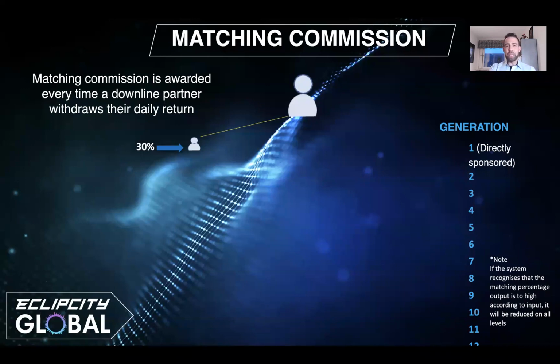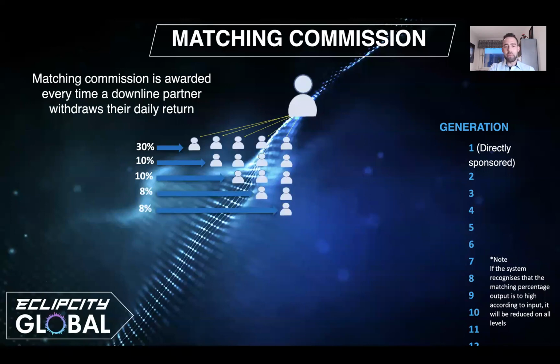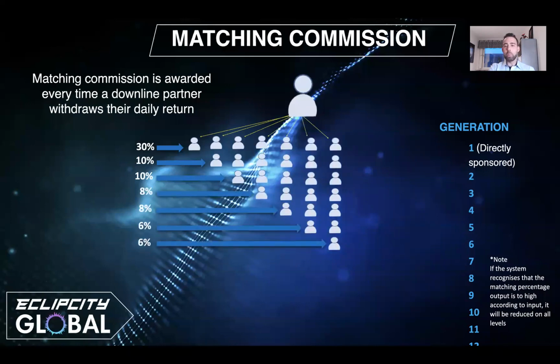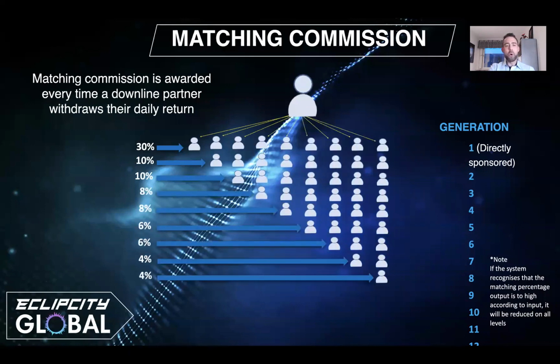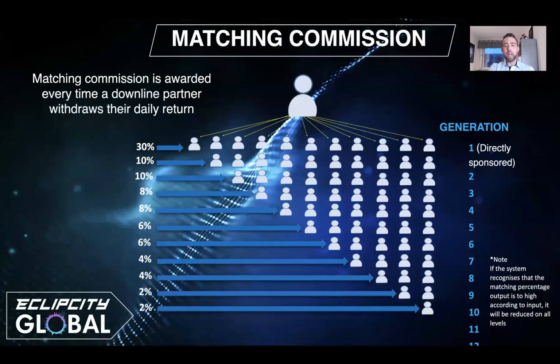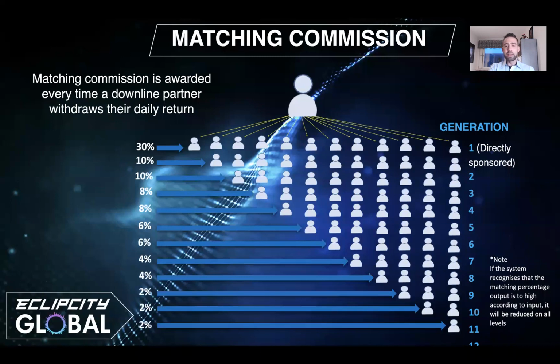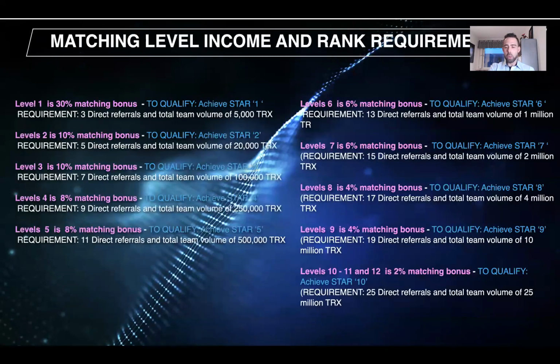So you'll have a 30% on all direct partners. You will have 10% on all partners on level 2 and 3. You will have 8% on all partners on level 3 and 4. 6% match on all partners level 5 and 6, 4% match on all partners level 7 and 8, 2% match on all partners on level 9, 10, 11, and 12. Oh, sorry there.